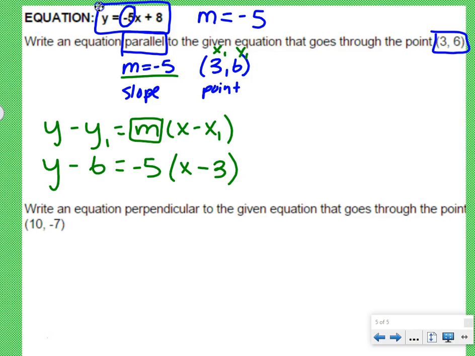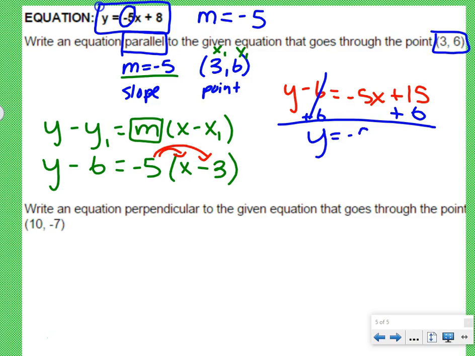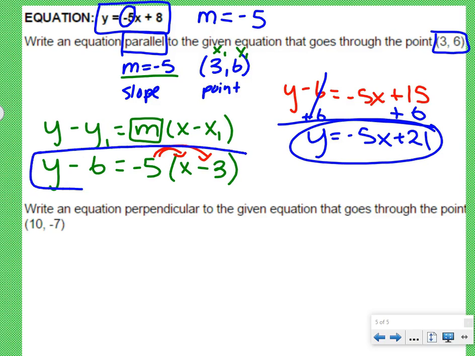Now, if they wanted it in slope-intercept form, all we would have to do is convert like before. You distribute the -5, so we would have y - 6 = -5x + 15. And then we would just need to get y by itself, so add 6 to both sides, and we get y = -5x + 21. These two equations are exactly the same. They're just in different forms. They would graph the same line. If you don't believe me, open up Desmos on your Chromebook, go to that website, type in both of these equations, and you will see that they are the same graph.